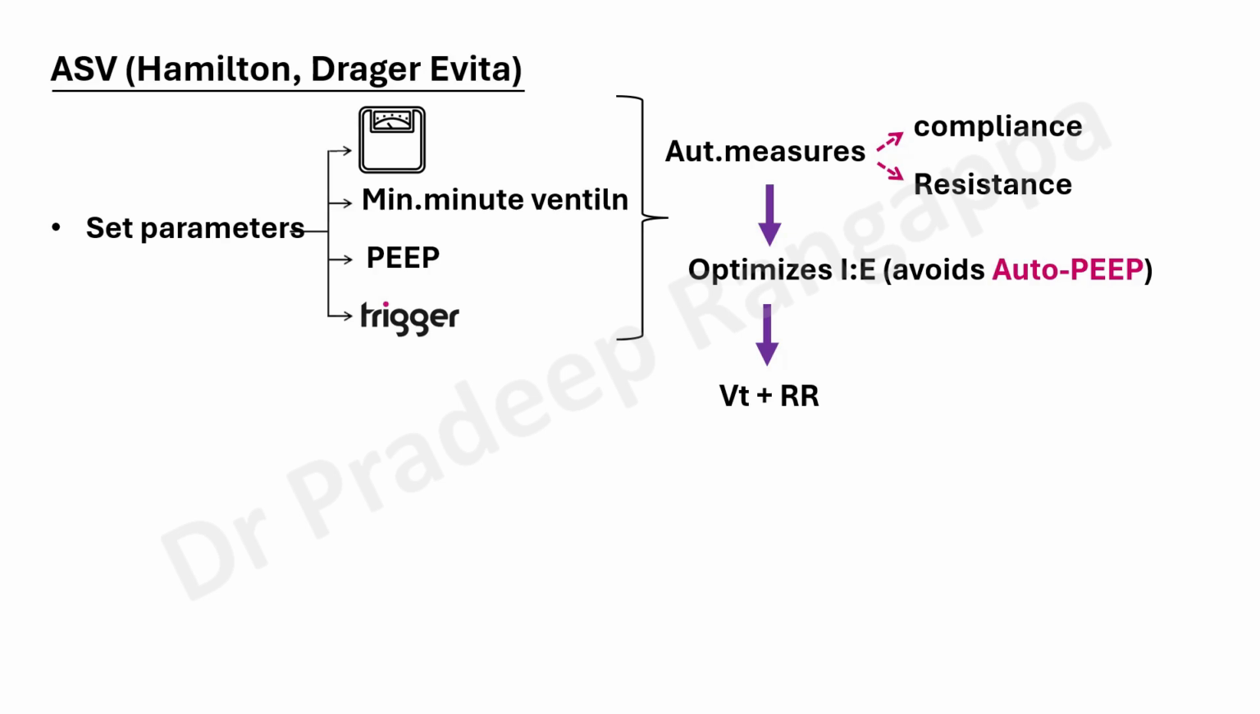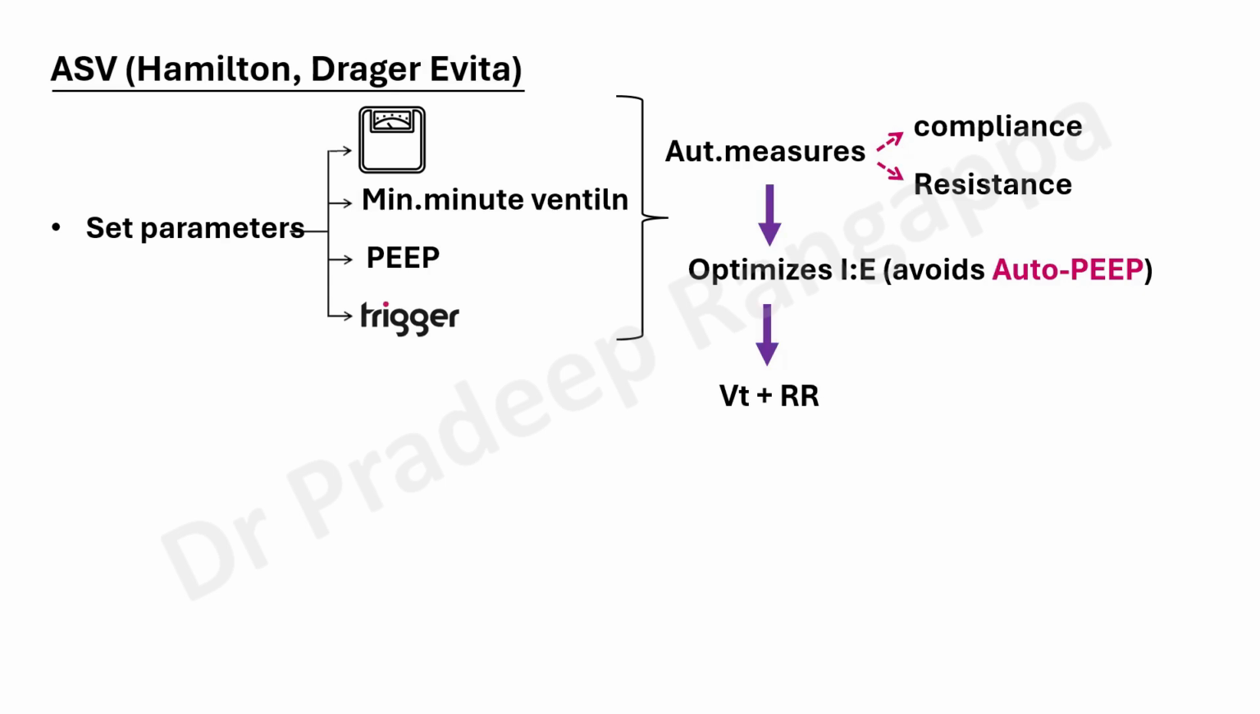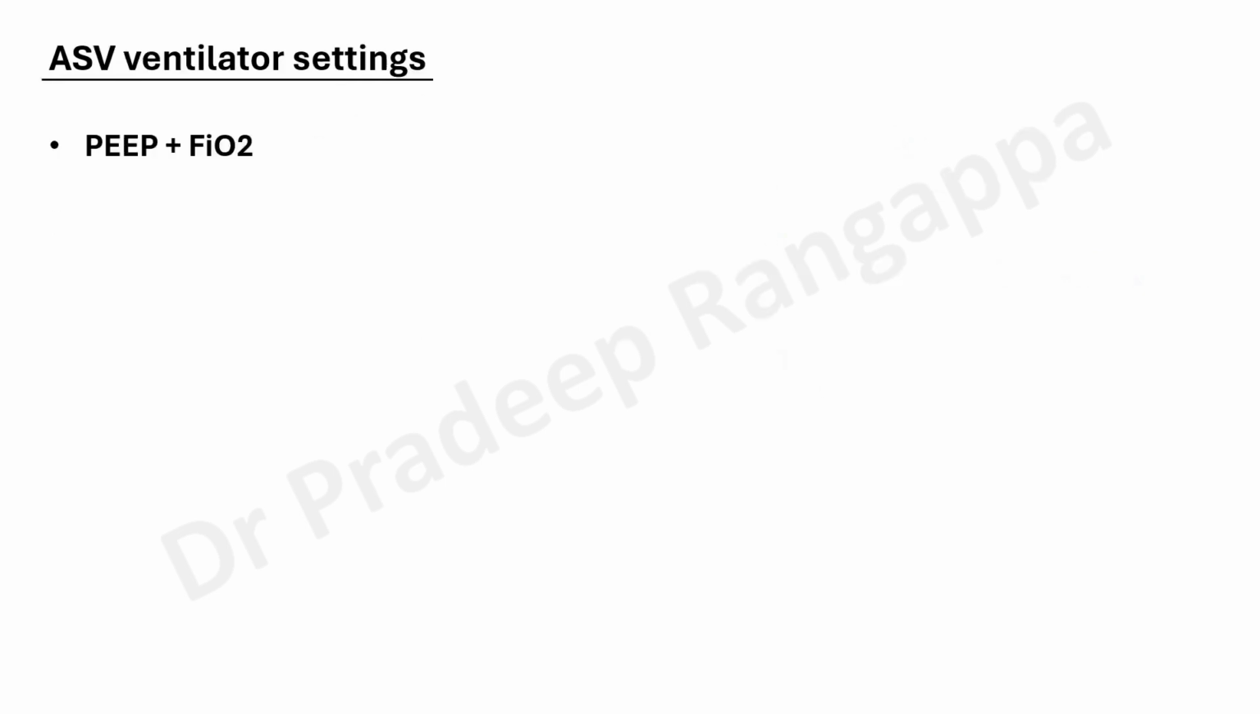So it sets the tidal volume. The main thing it tweaks is the tidal volume and respiratory rate, because these are the determinants of your minute ventilation. It determines what is the right tidal volume and what is the respiratory rate to achieve that minute ventilation, and it optimizes the IE ratio. But FiO2 and PEEP is what we need to set in this patient.